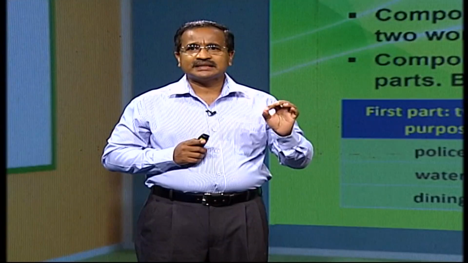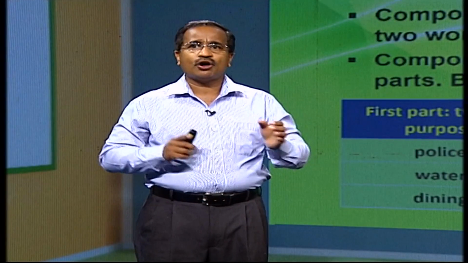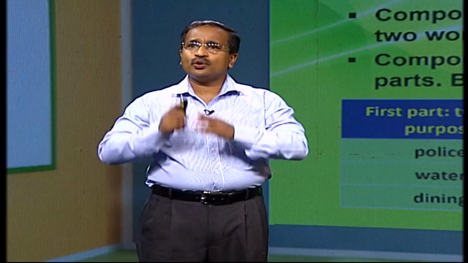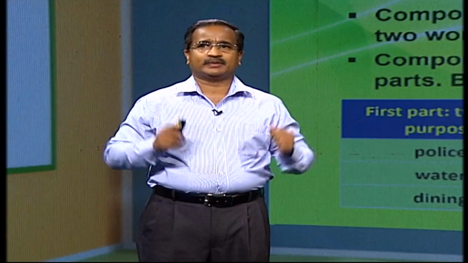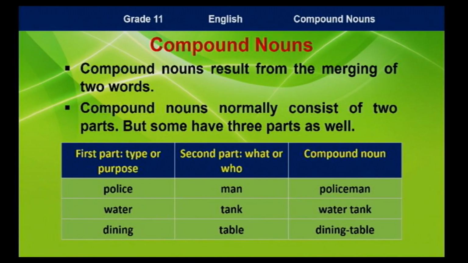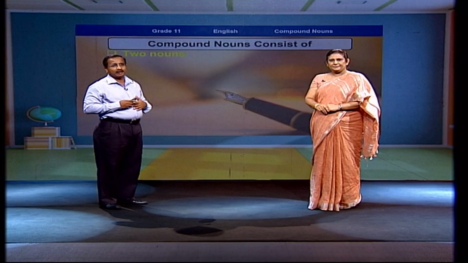The first part reveals to us the type or the purpose of the particular noun. The second part reveals what it is or who he is. Look at the word policeman. When you look at the word policeman, you can see that the word police tells us the type or the purpose of it. And the second part, man, reveals who he is. The same thing can be observed in the second word as well. Water tank. Water, the purpose. Tank, what it is. So that is how we can gain the idea of the compound nouns.